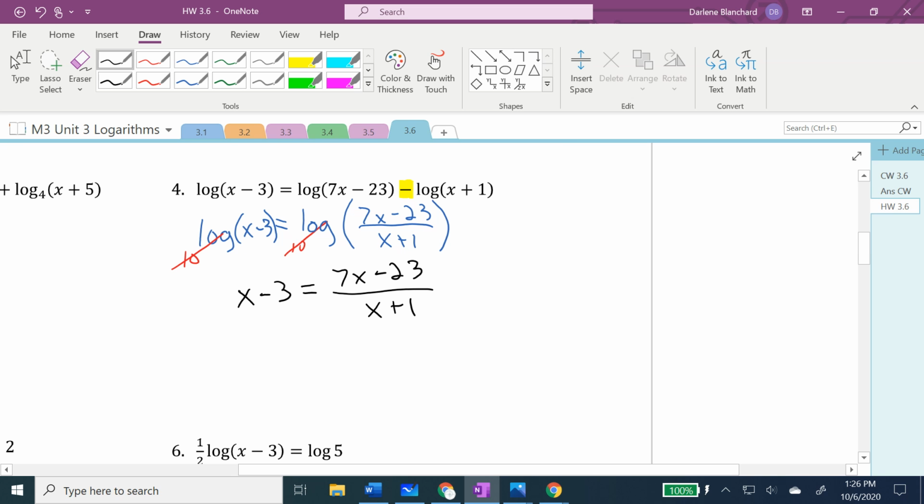On my work, would I have to write like log 10 and I just put my first x minus 3 equals 7 over... Yes, you can go straight to that.